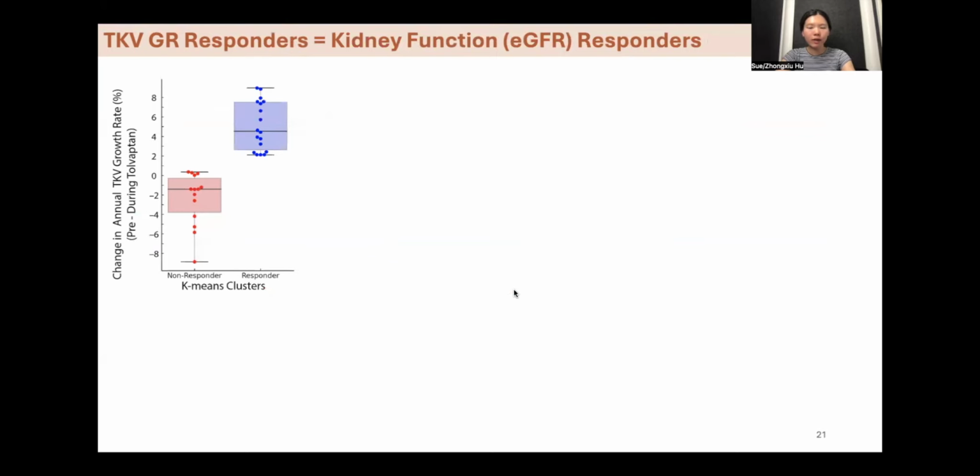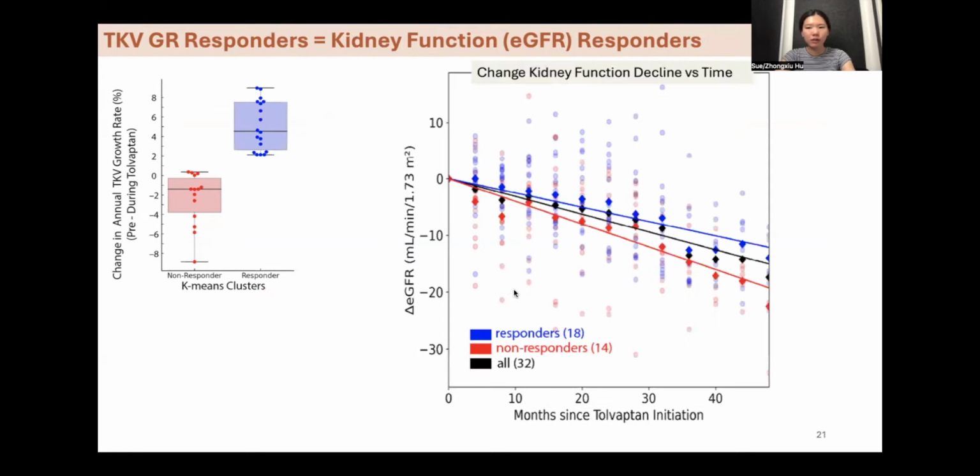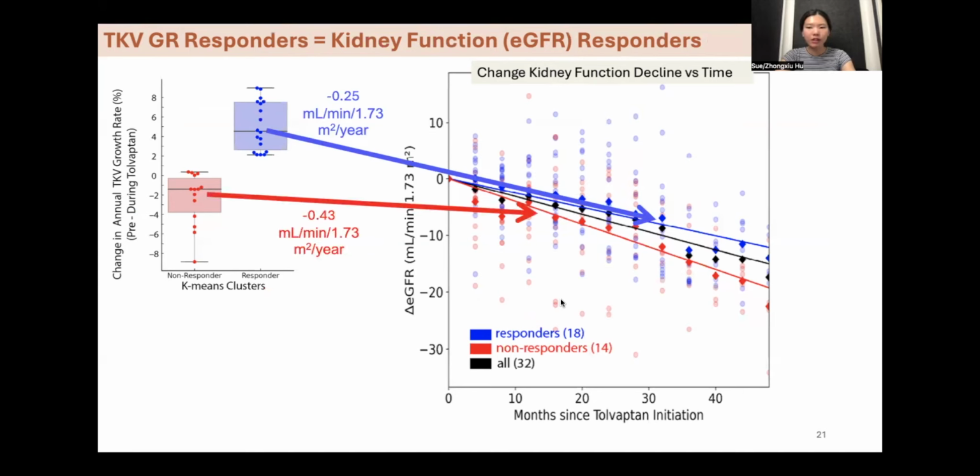Visually, the change in TKV growth rate before and after taking tolvaptan among the 32 patients identified can be divided into two groups. We then further analyzed the relationship between TKV growth rate response versus kidney function response by plotting change in eGFR versus months since tolvaptan initiation. While TKV growth rate responders had an average kidney function decline of 0.25 per year, TKV growth rate non-responders had an average kidney function decline of 0.43 per year, almost double the rate of eGFR decline of responders. Therefore, tolvaptan responders have a statistically significant reduction in eGFR decline compared to tolvaptan non-responders.